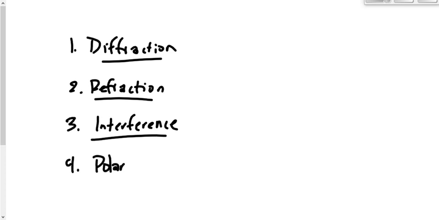Polarization, which is the one that we learned about yesterday. You'd heard of it before yesterday probably, but you might not know what it was. That's the filtering out of all the components of a wave except one. So if we filter out everything except horizontal, we polarized it horizontally. All four of these are properties of waves.